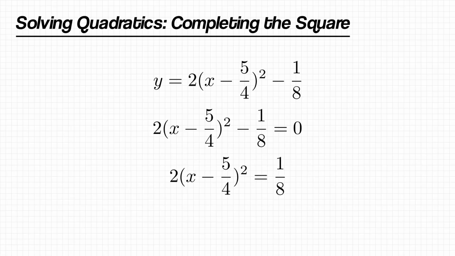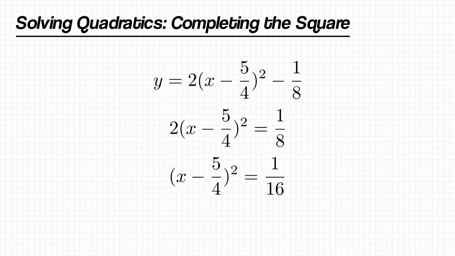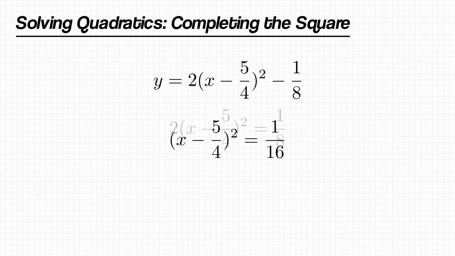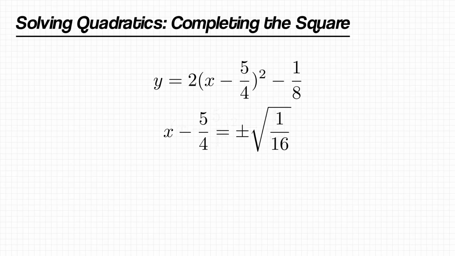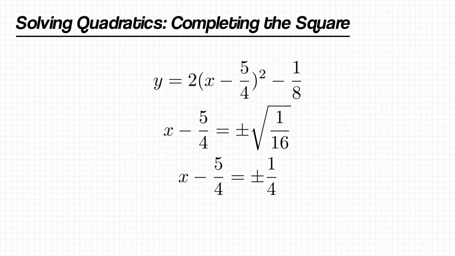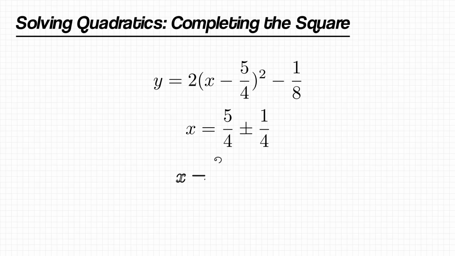Let's use this form to solve the equation for its roots by setting y equal to 0. Move the 1 over 8 to the right-hand side. Divide both sides by 2. Square root both sides. The square root of 1 over 16 is a quarter. Move the 5 over 4 to the right-hand side. This gives us the solutions of x to be 3 over 2 or 1.